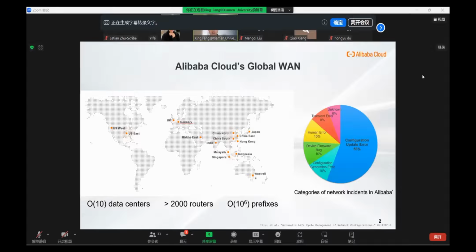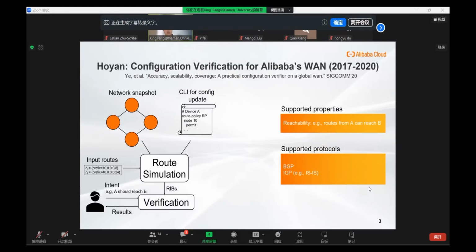One of the biggest challenges lies in correctly configuring the network according to operators' high-level intents, especially during configuration updates. According to statistics collected a few years ago, 56% of the network incidents were caused by configuration updates, making it the leading root cause of failures in Alibaba WAN's operations. To ensure configuration correctness, Alibaba Cloud started the Hoyan project back in 2017.